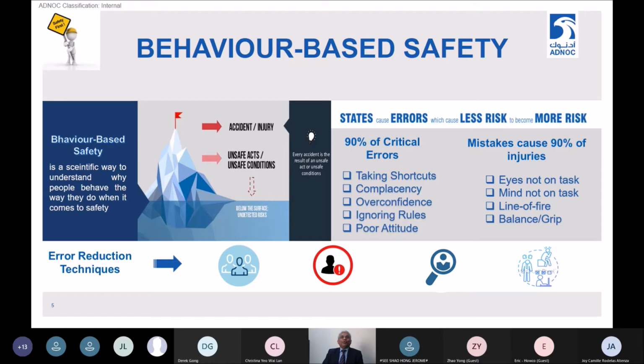we always keep our eyes on the task. We focus on what is the work on hand. We want our mind to be on the task as well. That's a very important aspect. We always avoid being in the line of fire. For instance, if there's a lifting operation going on, we stay out of the line of fire. We don't stay right behind, below the load being lifted, to stay away.